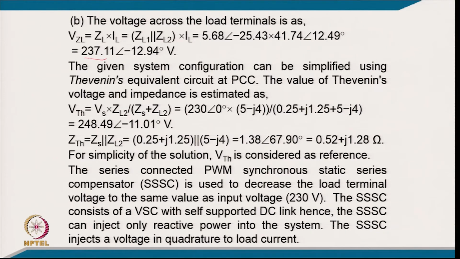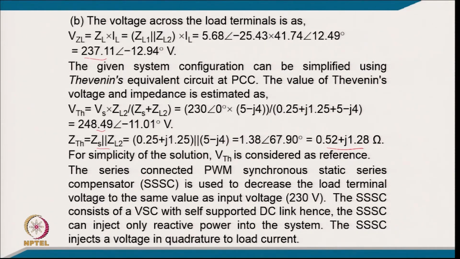The given system configuration can be simplified using the Thevenin equivalent circuit at PCC. The value of the Thevenin equivalent voltage and impedance can be calculated. So, the Thevenin voltage comes to 248.49 volt at the angle of minus 11.01 degree, and the Thevenin impedance is ZS multiplied by ZL2. Calculating, it comes out to 0.52 plus j 1.2 ohm.